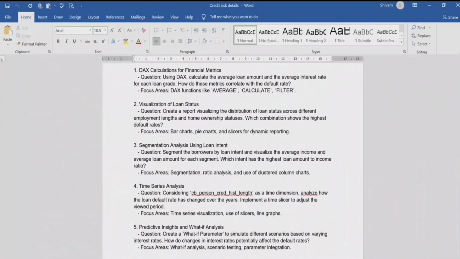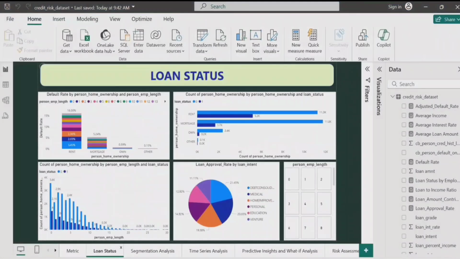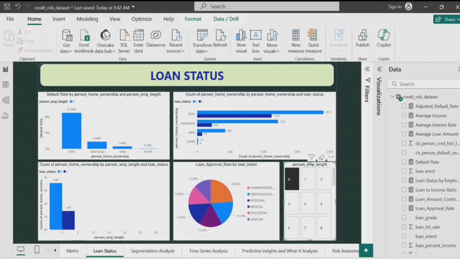And then one more question asked in this question, that which combination shows the highest default rate. So here you can see the highest default rate is shown by the home ownership rent and the employment length 0. So this is the combination. You can see it from here, from this filter. Here you can see that the default rate of home ownership rent and the employment length 0 is 22.50%.